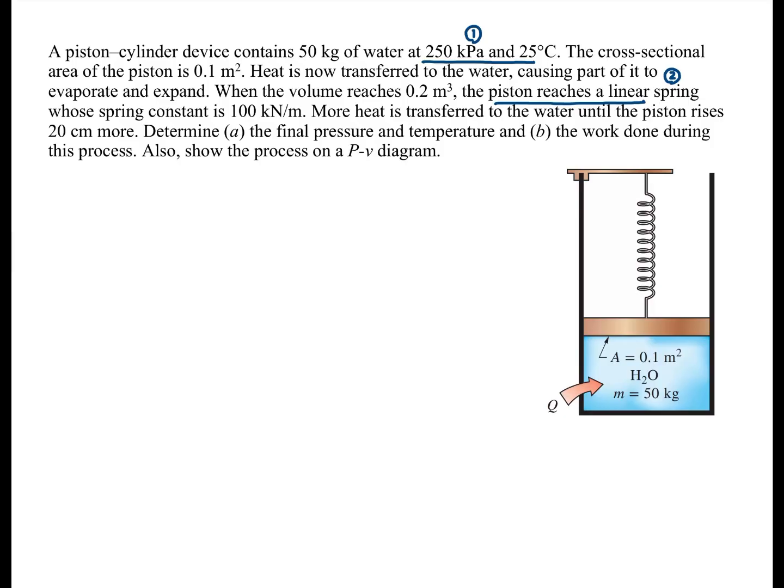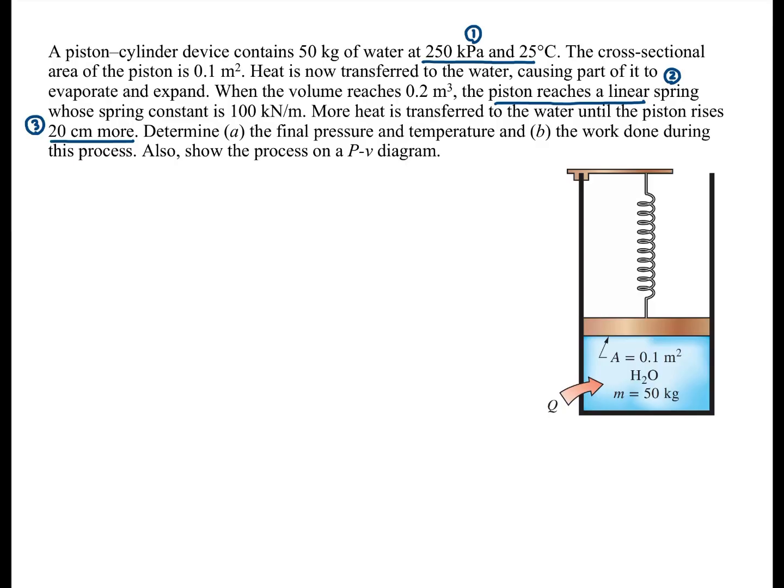More heat is transferred to water until the piston rises 20 centimeters more, and let's call this state number 3. Determine the final pressure and temperature, the work done during this process, and also show the process on a PV diagram.